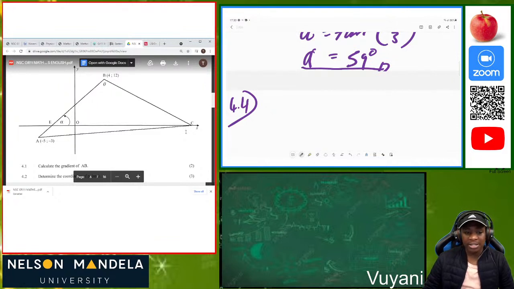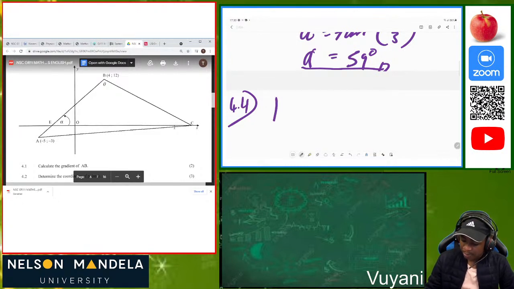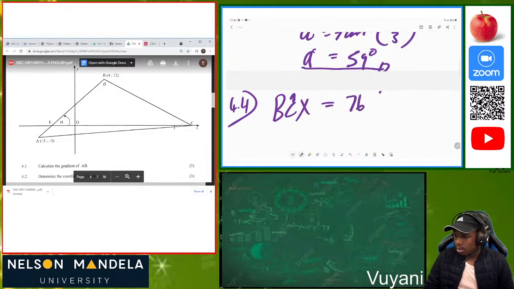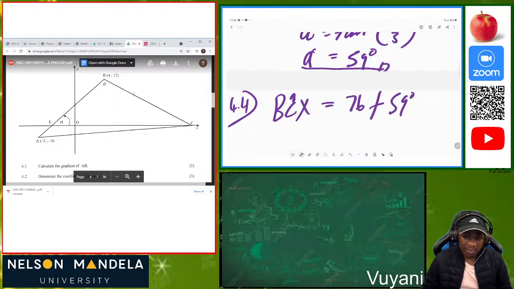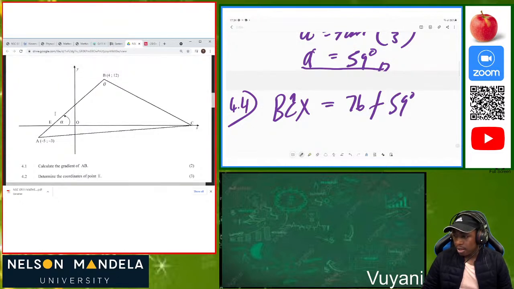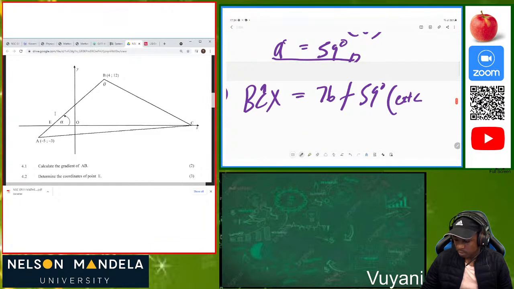How are we going to determine that angle? We know that BCX is equal to theta, which is 76 degrees, plus alpha, which is 59 degrees. Do you see that triangle BCE? Okay. Why? It's the exterior angle of a triangle. Maybe you don't see that.